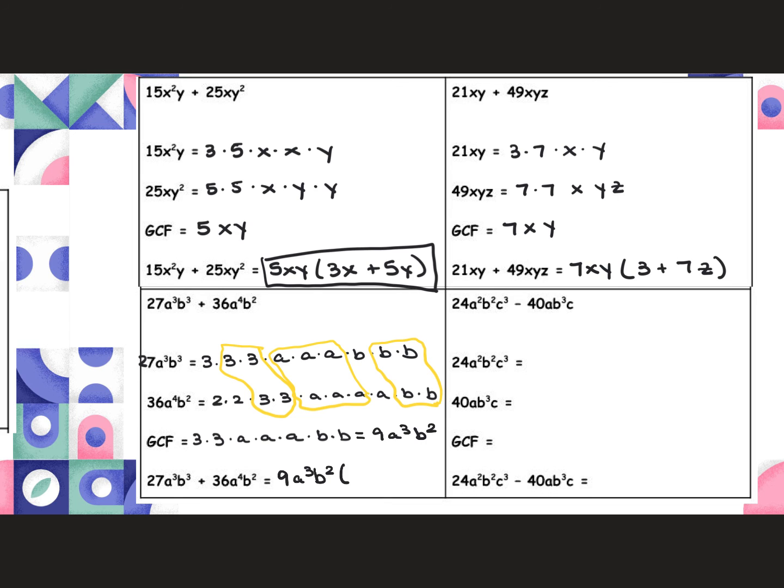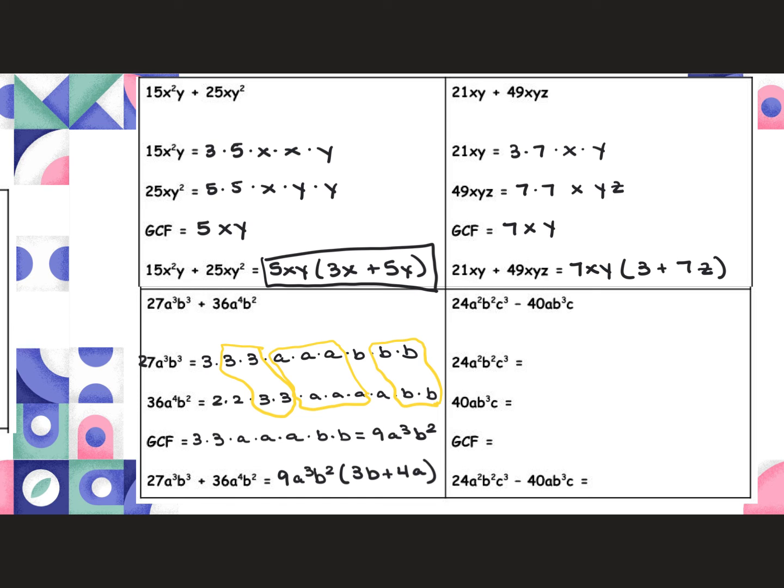27 divided by 9 is 3. A cubed divided by A cubed is 1. B cubed divided by B squared is B. 36 divided by 9 is 4. A to the 4th divided by A cubed is just A. And B squared divided by B squared is 1.